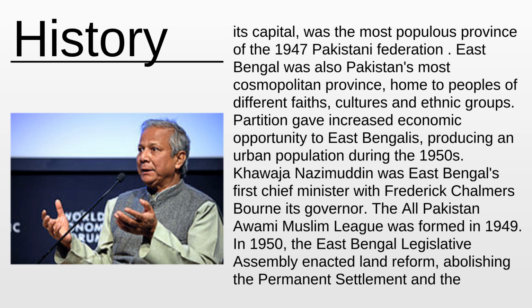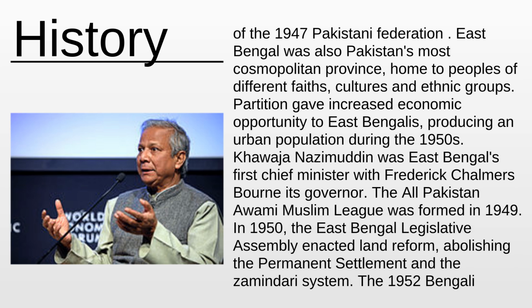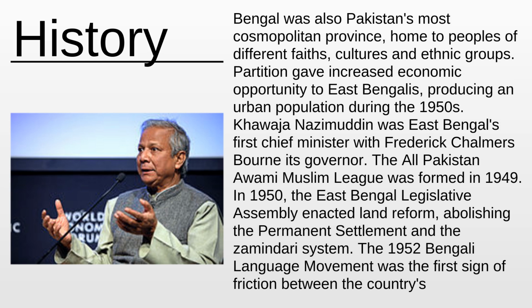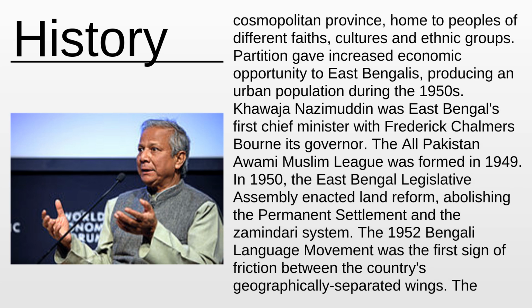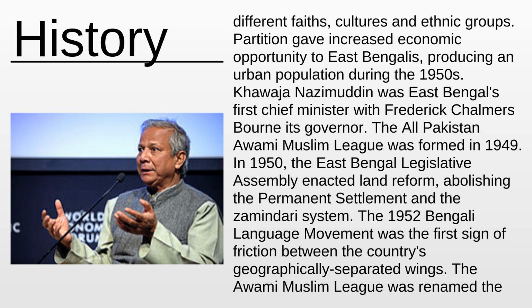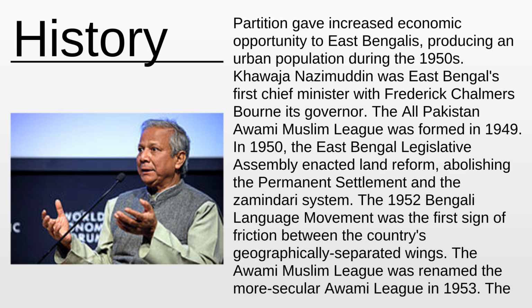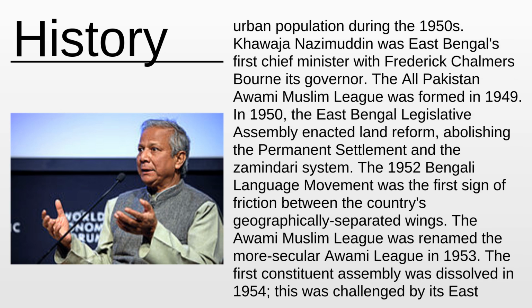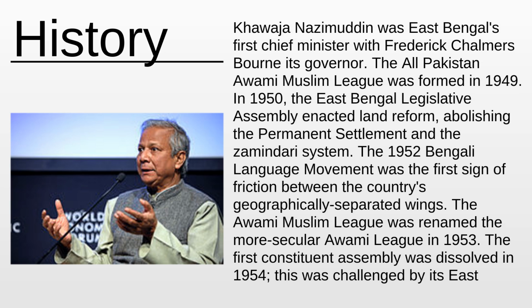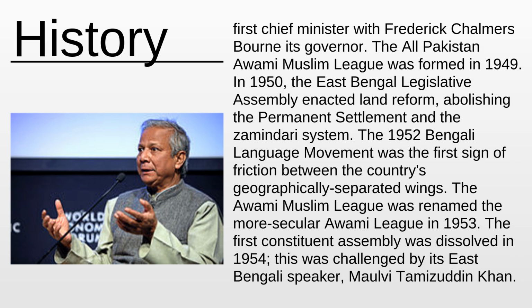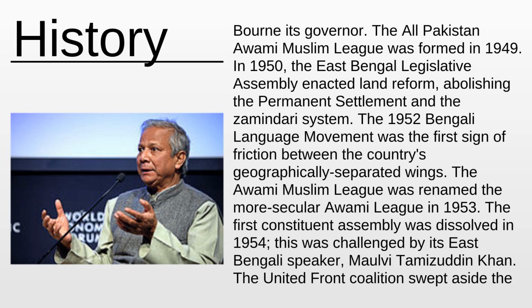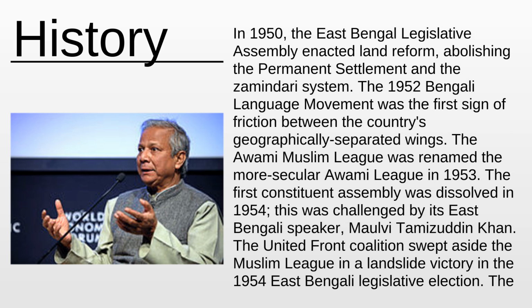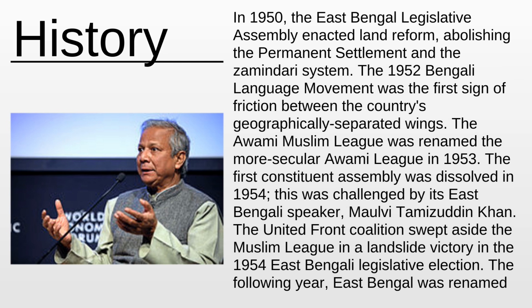East Bengal was also Pakistan's most cosmopolitan province, home to peoples of different faiths, cultures and ethnic groups. Partition gave increased economic opportunity to East Bengalis, producing an urban population during the 1950s. Khawaja Nazimuddin was East Bengal's first chief minister, with Frederick Chalmers Bourne as its governor. The All-Pakistan Awami Muslim League was formed in 1949. In 1950, the East Bengal Legislative Assembly enacted land reform, abolishing the permanent settlement in the zamindari system.